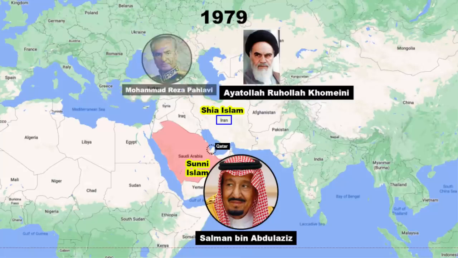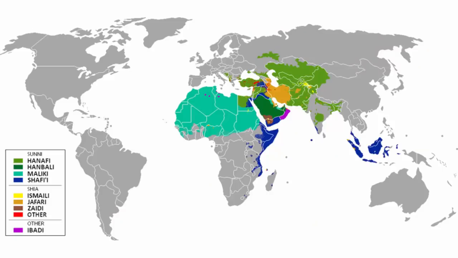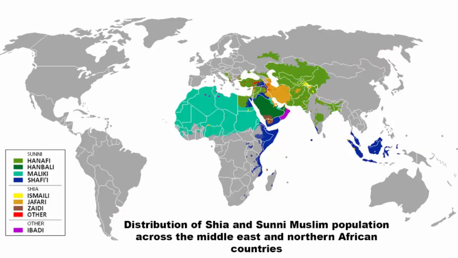At the core of that belief is the fact that the kingdom is the guardian of the two holiest places in Islam, Mecca and Medina. Now have a look at this map. This shows the distribution of Shia and Sunni Muslim population across the Middle East and Northern African countries.